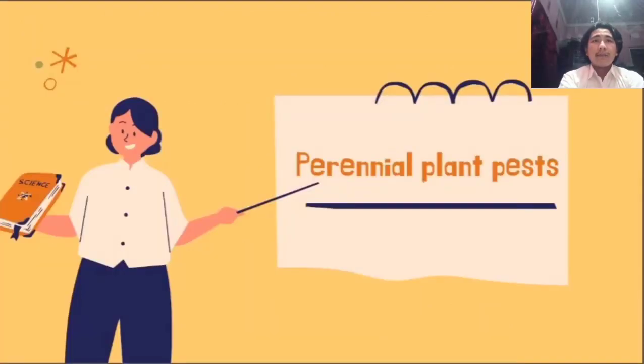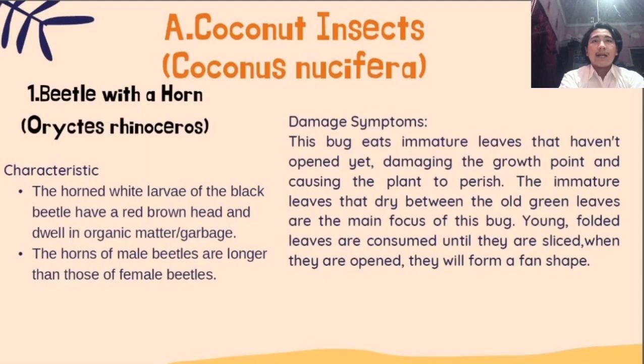Next, perennial plant pests. A. Coconut insects, Cocos nucifera. Number 1. Beetle with a horn. Characteristic: the horned white larvae of the black beetle have a red-brown head and dwell in organic matter or garbage. The horns of male beetles are longer than those of female beetles. Damage symptoms: this bug eats immature leaves that have not opened yet, damaging the growth point and causing the plant to perish. The immature leaves that dry between the outgrown leaves are the main focus of this bug.